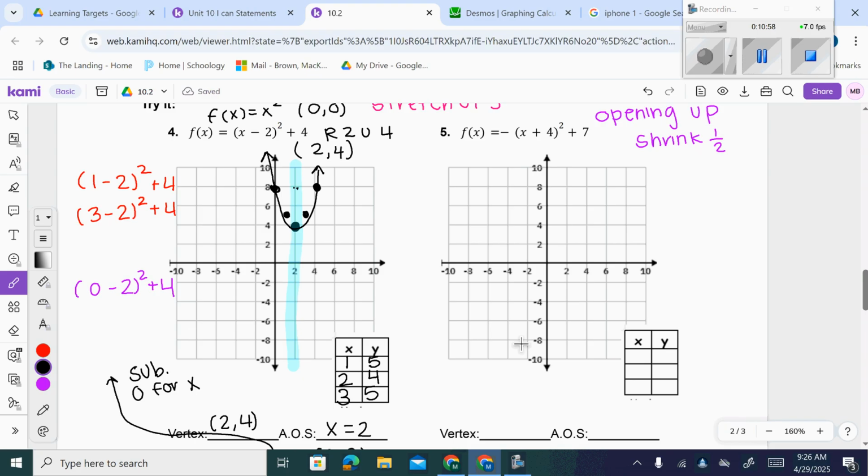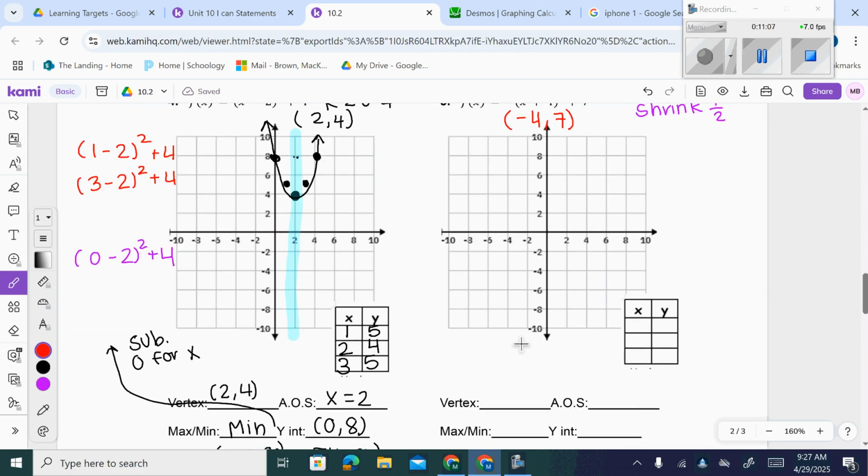First thing we have to do on number 5 is find the vertex. What is our vertex going to be? -4, 7. Why is that a -4? The inside, you got to do the opposite. Good. So my vertex is -4, 7. Go plot that on your graph. And then how am I going to find my other points? Yeah, go put it in your table. Put -4, 7 in the middle. What would go above it? And what would go below it?